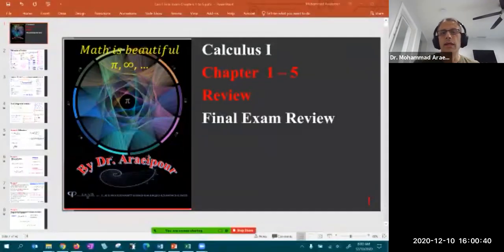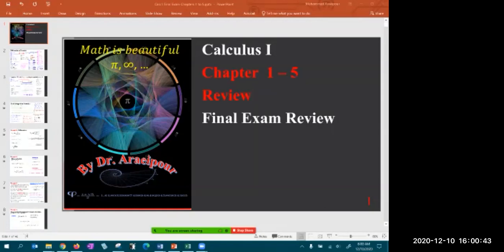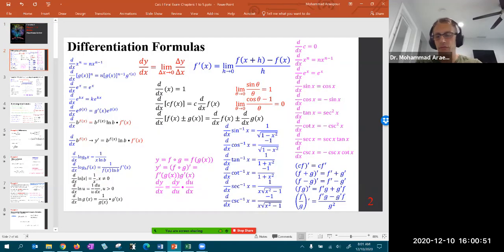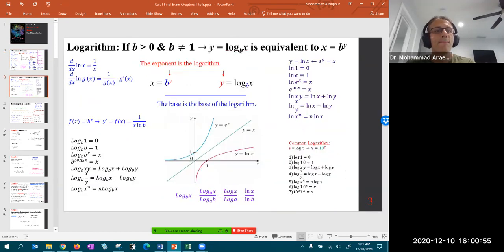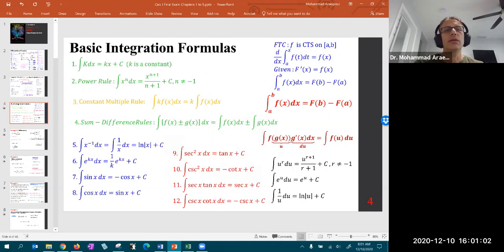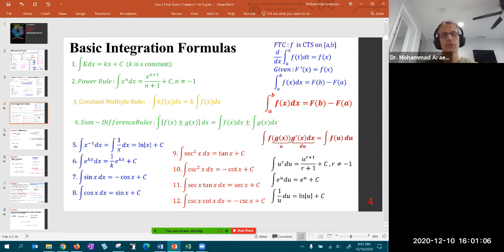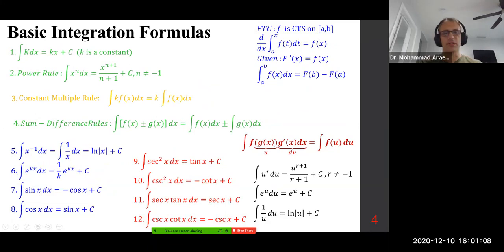Good morning. We are looking at the final exam review. In this case, it will cover chapters 1 through 5. So we need to be comfortable with a lot of formulas that we have seen: differentiation formulas, logarithmic properties, integration formulas. So we are going to go over what we have seen before.